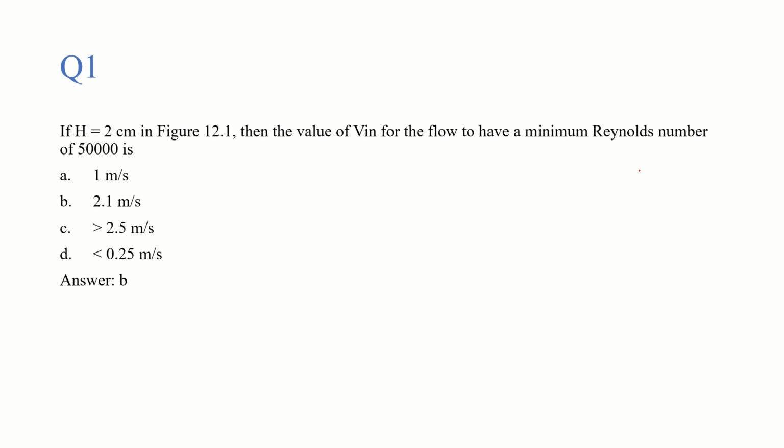Let's move on to question 1. In question 1 it is given that if h is equal to 2 centimeter, then the value of V for the flow to have a minimum Reynolds number of 550,000 is. Options are 1 meter per second, 2.1 meter per second, greater than 2.5 meter per second, or less than 0.25 meter per second. So what is Reynolds?